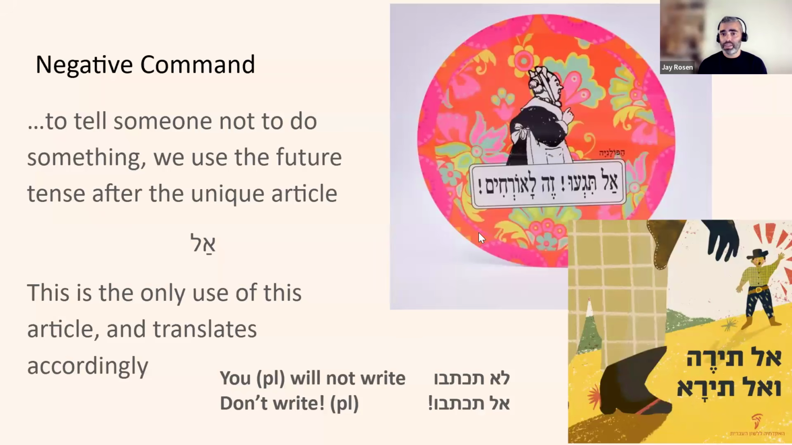It's technically incorrect to say negate a command, so please don't come after me in the comments. It's just an easier way to say it, or negative command. This is telling someone not to do something. Right? Don't do this. Don't do that. In modern Hebrew, we have a unique way to do this where we're again going to use the future tense, but we're instead going to use an article that is only used to negate commands, which is al.